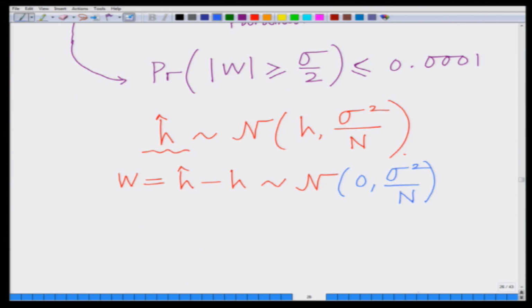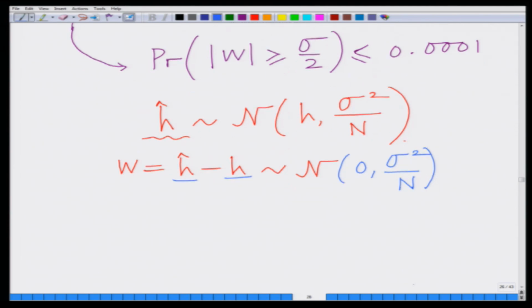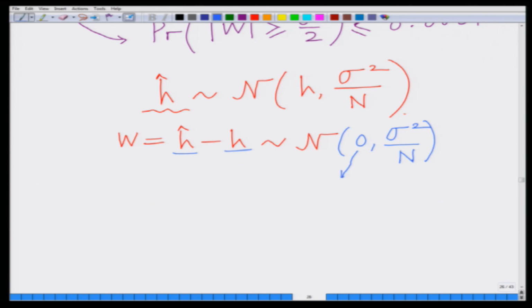w is the estimation error, which is h hat minus h. So, from h hat you are subtracting the mean. If you subtract the mean from a random variable, you get a 0 mean random variable. Therefore, w, which is the estimation error, is 0 mean and has variance sigma square divided by n. This is Gaussian in nature.